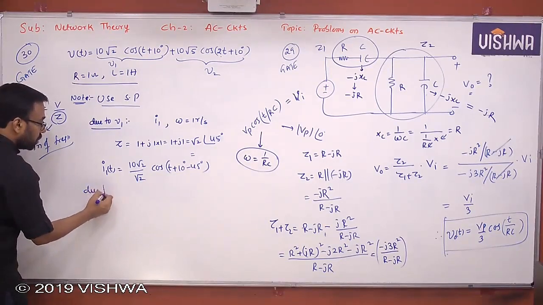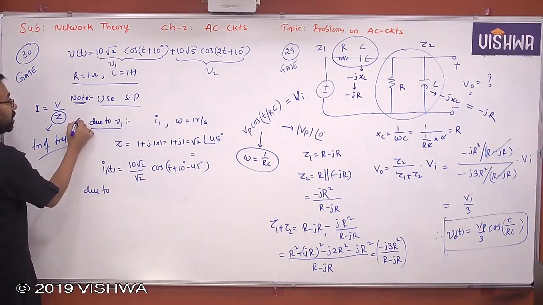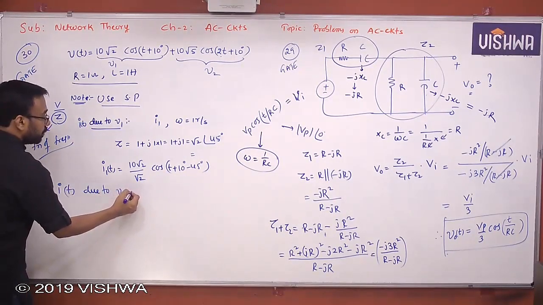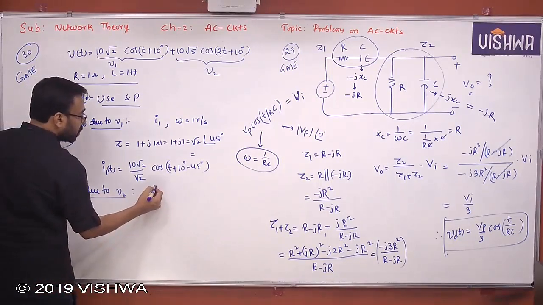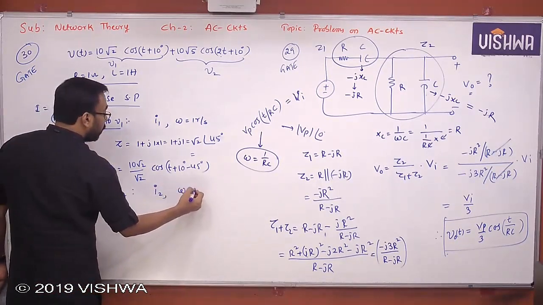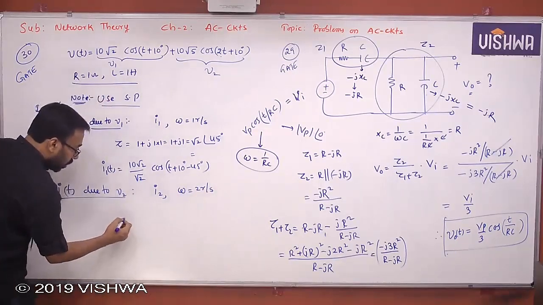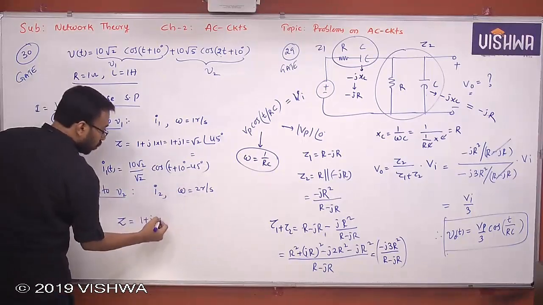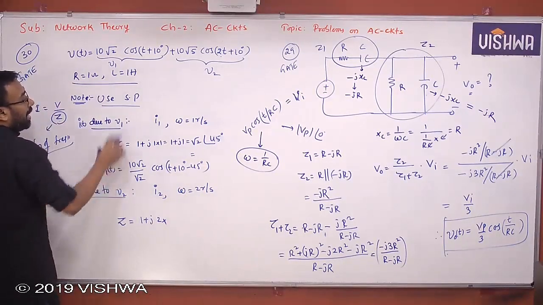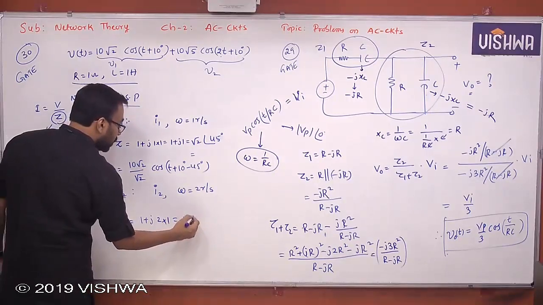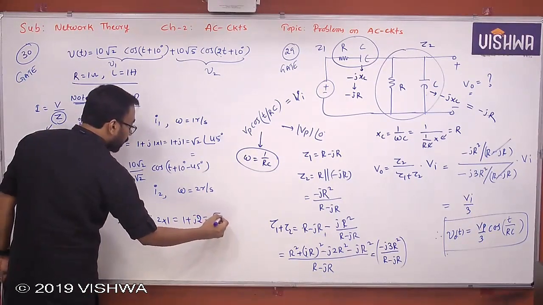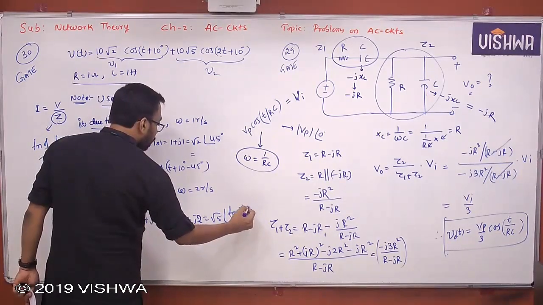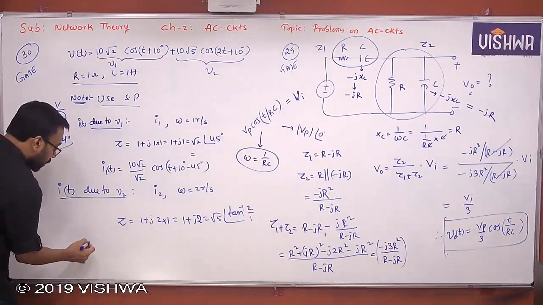Now I of t due to V1, and I of t due to V2. So what is that response? You call it I2. And what is that frequency you have? 2 radian per second. Then what is Z? Actually you have 1 plus j omega L. What is omega? 2. L is 1, right? So therefore 1 plus j2, nothing but root 5 at an angle of tan inverse 2 by 1. Now let's find what is I2 of t.